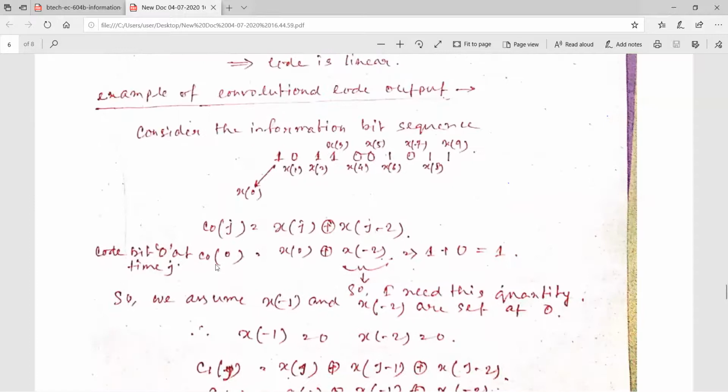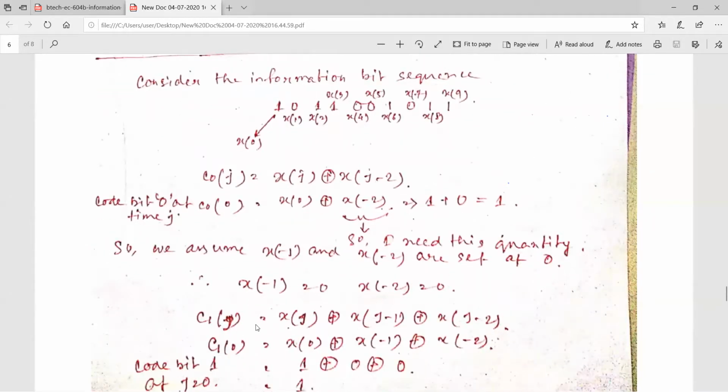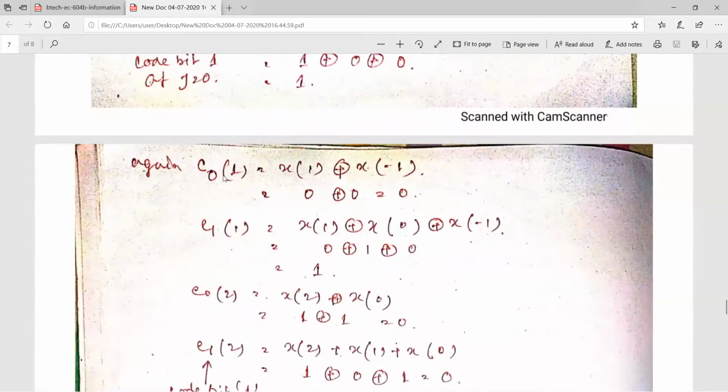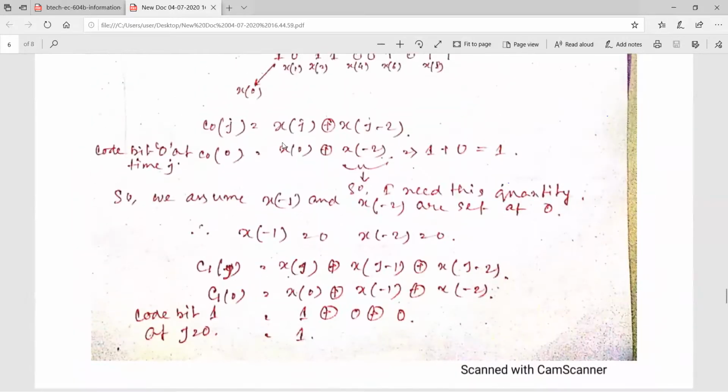So in this way, you can generate C0j and C1j, that means C00 and C10. You have to just put values from the information bit already given to you, and all the addition will be XOR. In this way, you can generate C01. So how will it go? C01 equals x1. What is the expression? This is C0j equals xj.